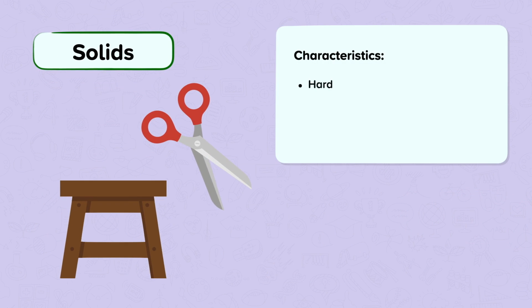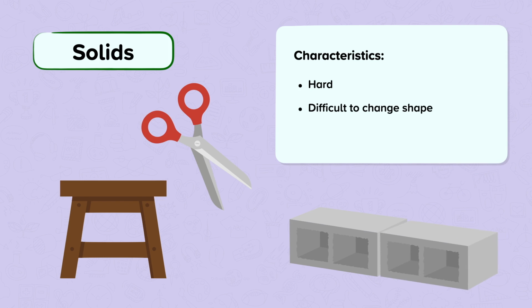Solids are hard. You can pick them up. They're difficult to change shape. You can't change the shape of a table, but they can be cut or moulded like Play-Doh. Solids cannot be squished. They always take up the same amount of space. Even modelling clay will always have the same volume if you mould it into something else.